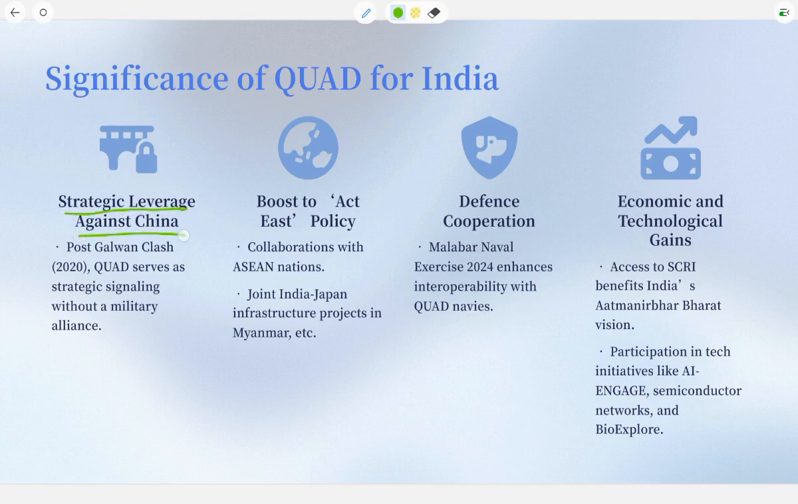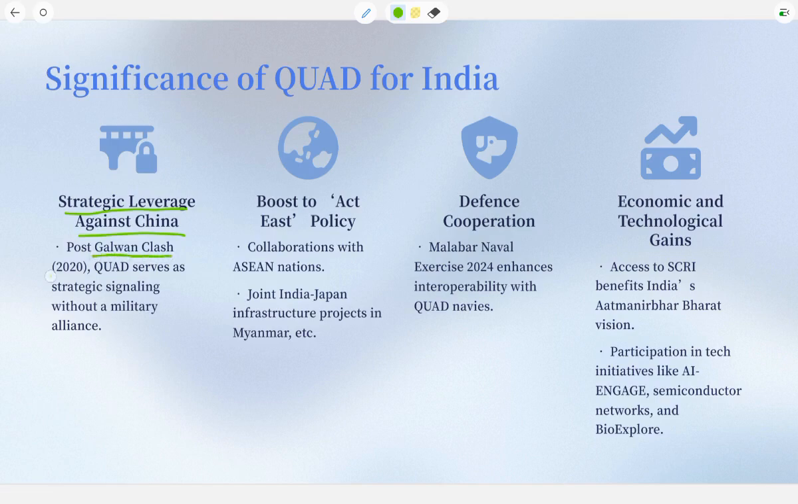Strategic leverage against China. Like we saw, there are so many clashes between the army of India and China for the border issues going on. So somehow Quad nations provide a strategic leverage. It boosts India's morale, and also in international relations we all know that there is no permanent enemy or no permanent friends. It's just a permanent interest those two countries are having together.